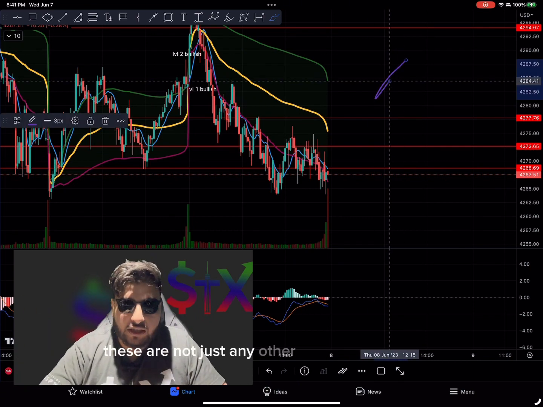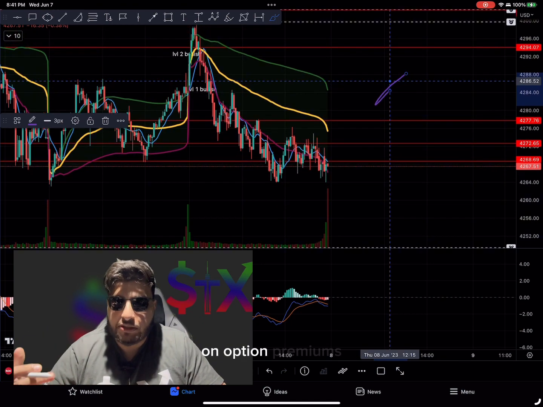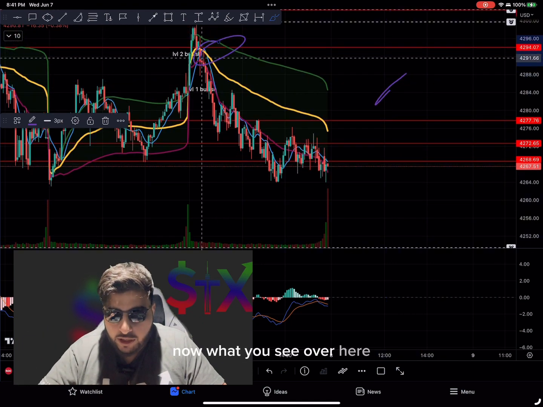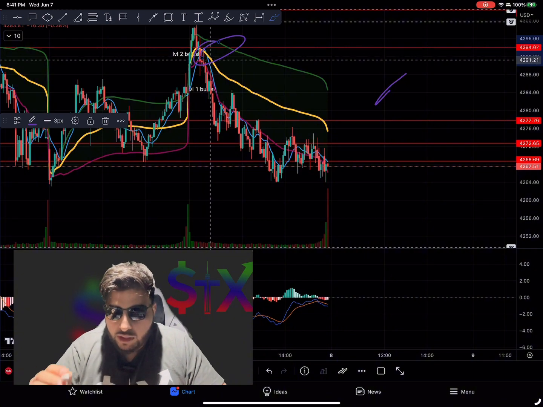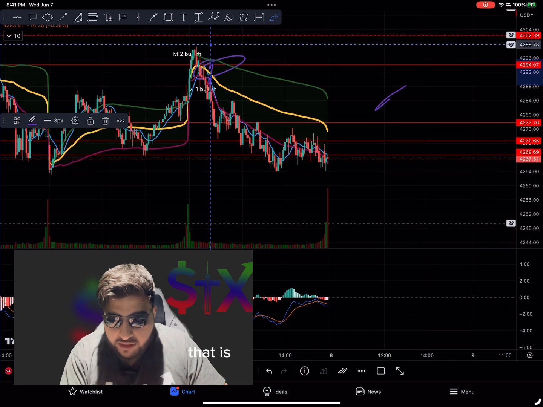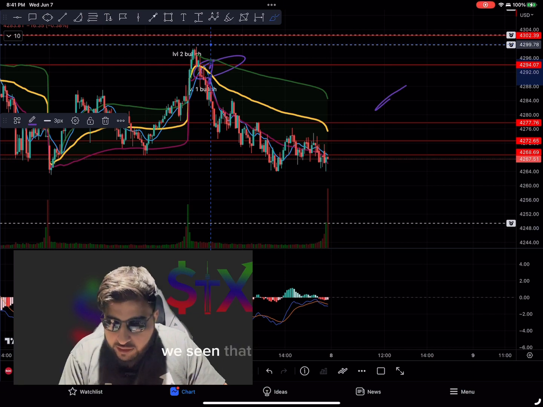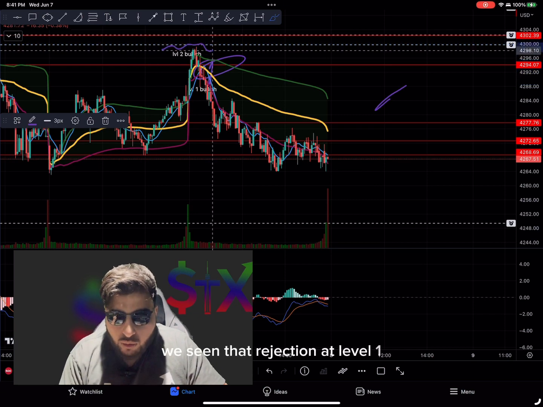Okay, these are not just any other ordinary levels, guys. These are derived from my calculations on option premiums. Now, what you see over here, right over here at 42.94, that is our level 1 bullish. Right approximately at 10 a.m., we saw that rejection at level 1 bullish.